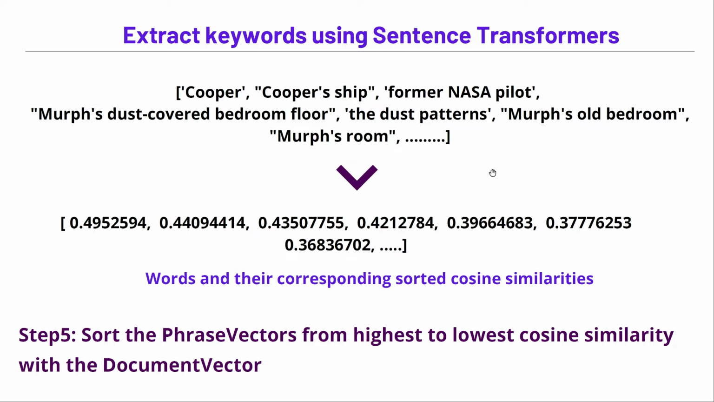But here's one big problem. We have solved our key phrase extraction by simply sorting the most similar keywords compared to the whole document. But we do see that there are a lot of redundancies here, because from Cooper and Cooper ship we just want to keep one keyword, and from Murph's dust covered bedroom floor, the dust patterns, Murph's old bedroom, Murph's room, we probably want to keep only one, because there are almost 3 references to Murph's bedroom or room.